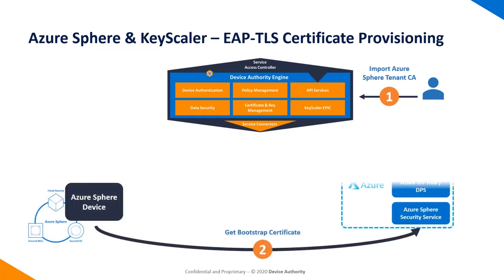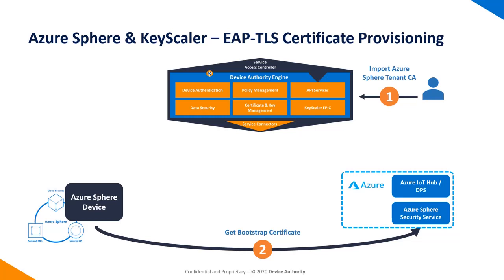Once the trust is established and the certificate policy and provisioning is in place, we can switch on the device itself. The first thing after boot up is that it connects to the bootstrap network and connects to the Azure Sphere service to get its short life bootstrap certificate. This certificate is signed by the same Azure tenant CA whose public key was imported into KeyScaler.